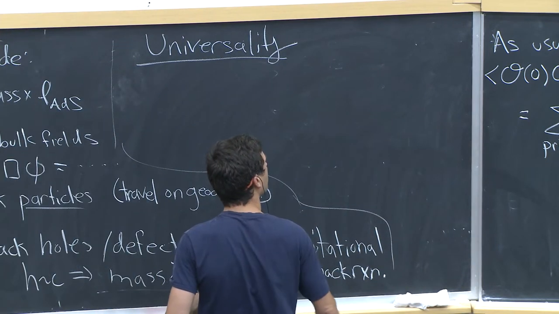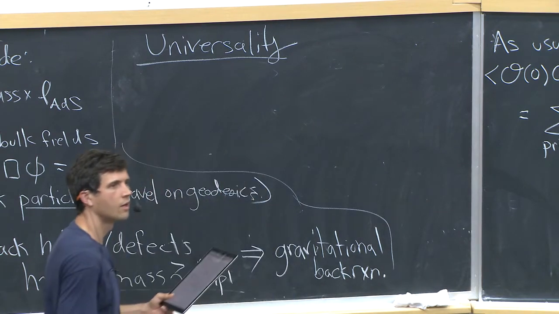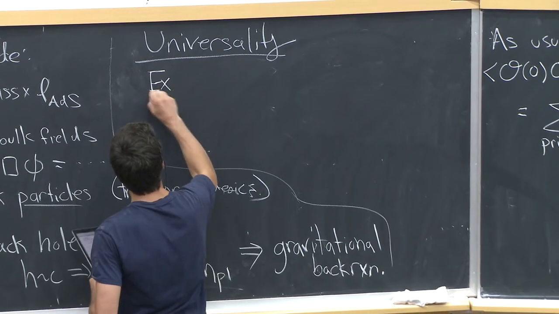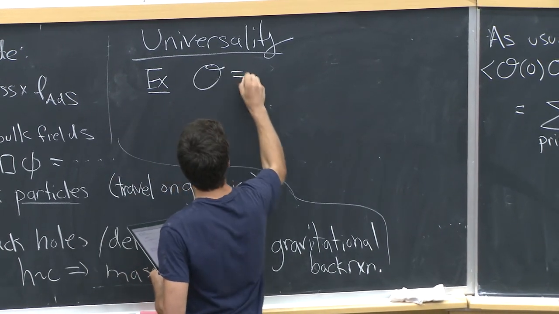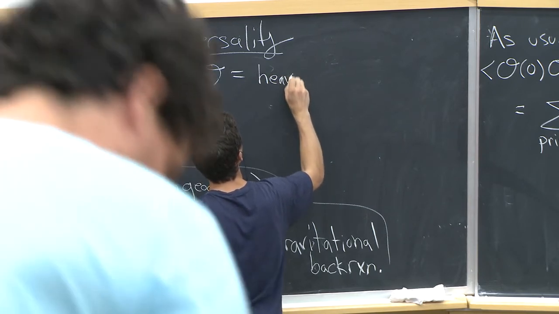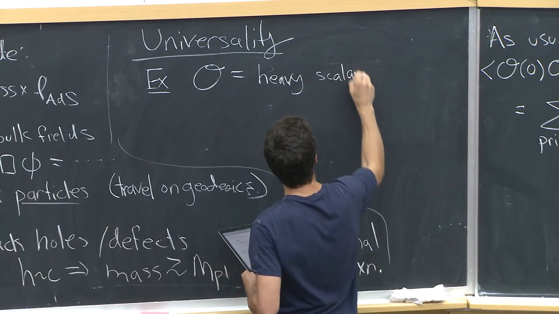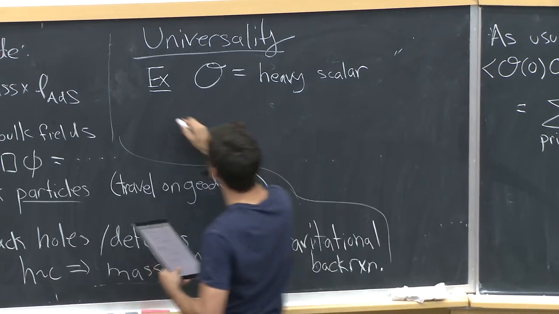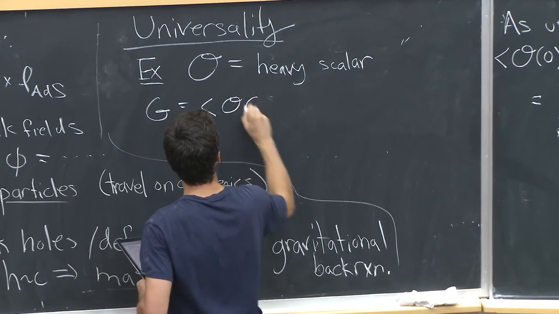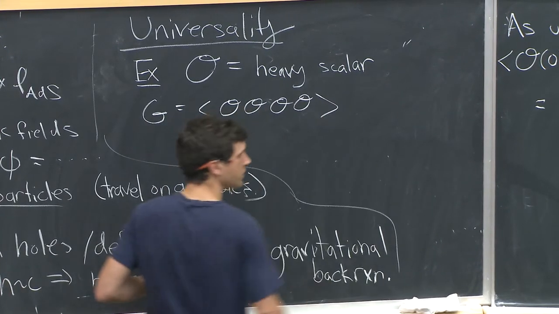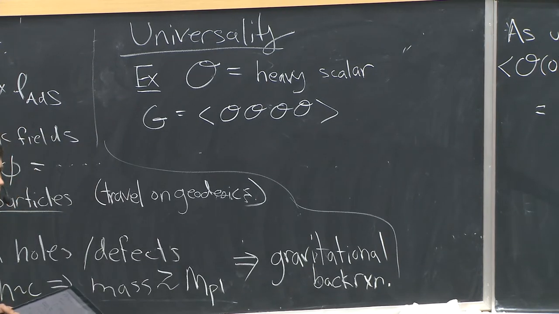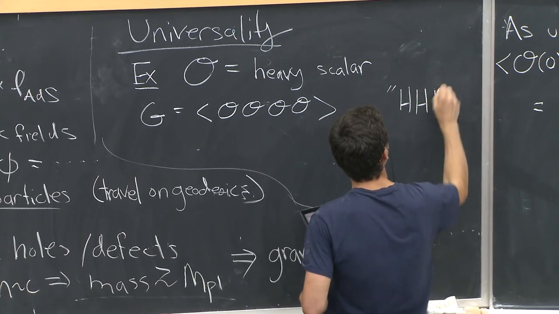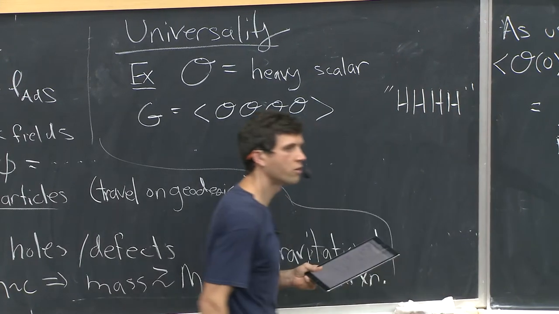Okay, so let's see how we would actually calculate something in the case where we expect things to be universal. Take the example where O is a heavy scalar. We're going to calculate G, which is the correlator of O, O, O, O. So this is the correlation function of four identical heavy scalars. You might call this a heavy, heavy, heavy, heavy correlation function.